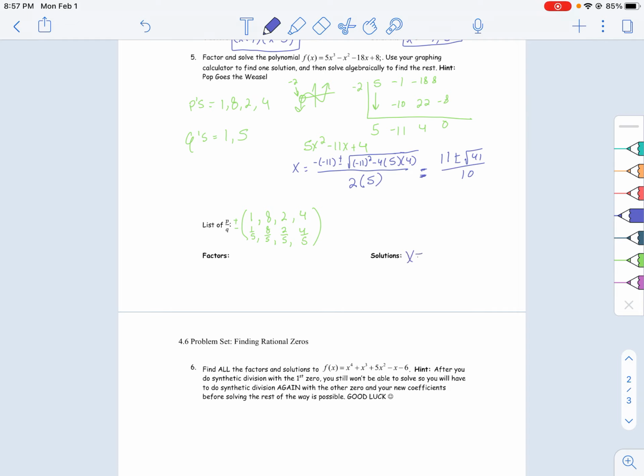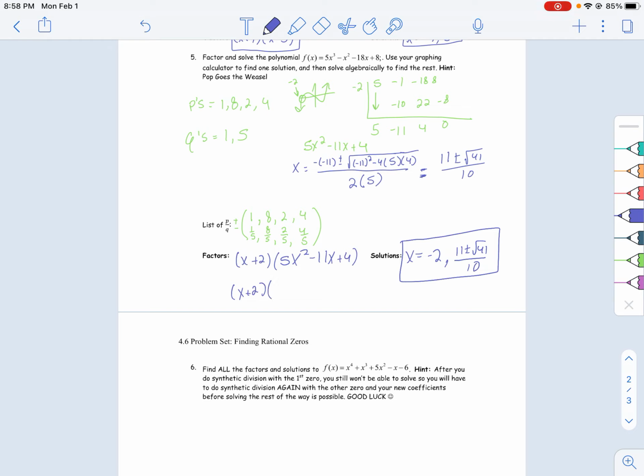So what are our solutions? Our solutions are x equals -2, and then 11 plus or minus the square root of 41 all over 10. Okay, those would be the 3 solutions. When writing the factors of this, we have options. Okay, I like us to write x plus 2. All right, and then because that other one didn't factor, you can say 5x squared minus 11x plus 4.